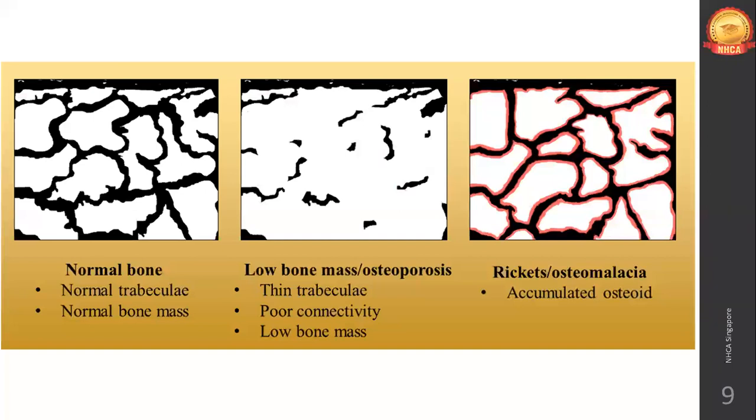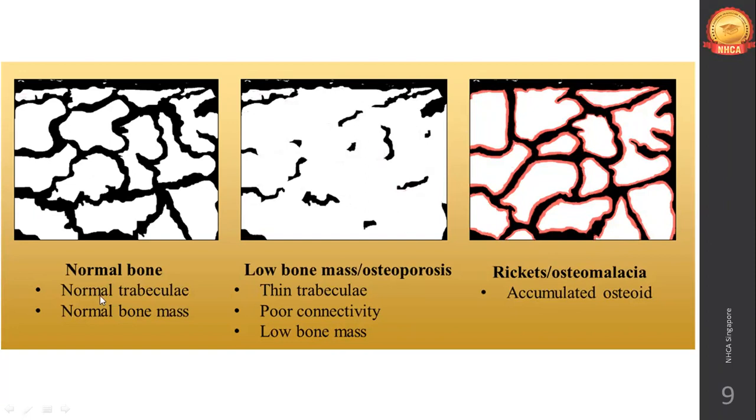Obesity, burns patients, liver disease, renal disease, GI malabsorption disease. These all are the risk factors of osteomalacia and rickets. So you can see here the comparison between a normal bone, osteoporosis bone, and osteomalacia.